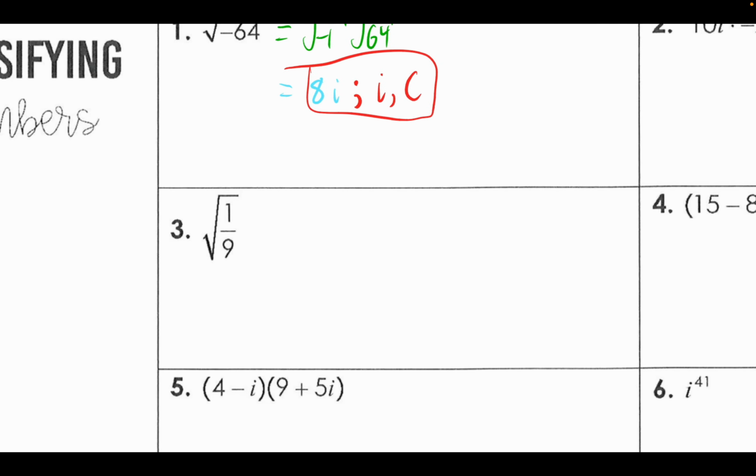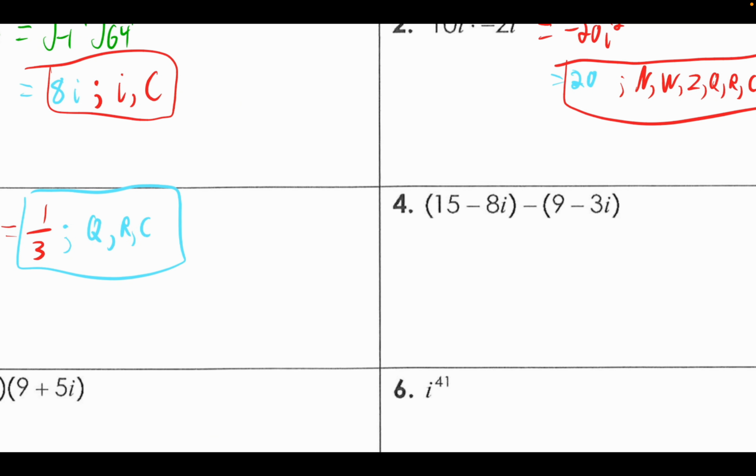Number 3, the square root of 1 over the square root of 9. We do the square root of 1 and the square root of 9, and we get 1 over 3. A fraction. Fractions belong in rational, as well as real, and now complex. You'll notice a theme that all the numbers we'll be covering ever and ever and ever are complex.